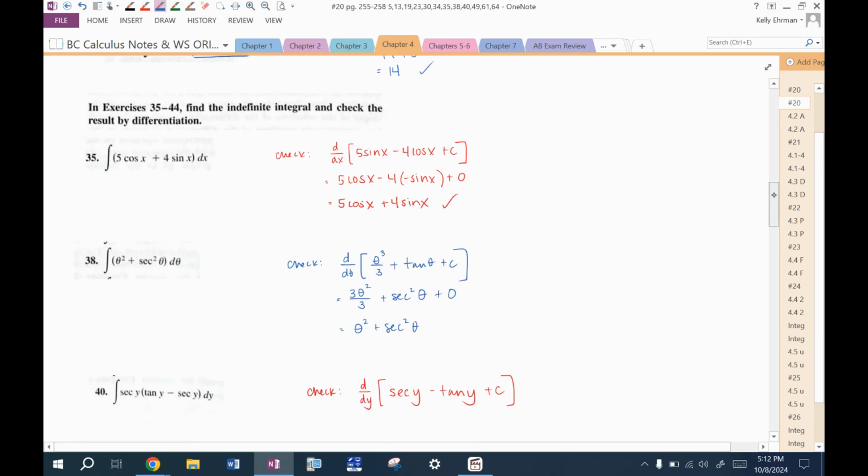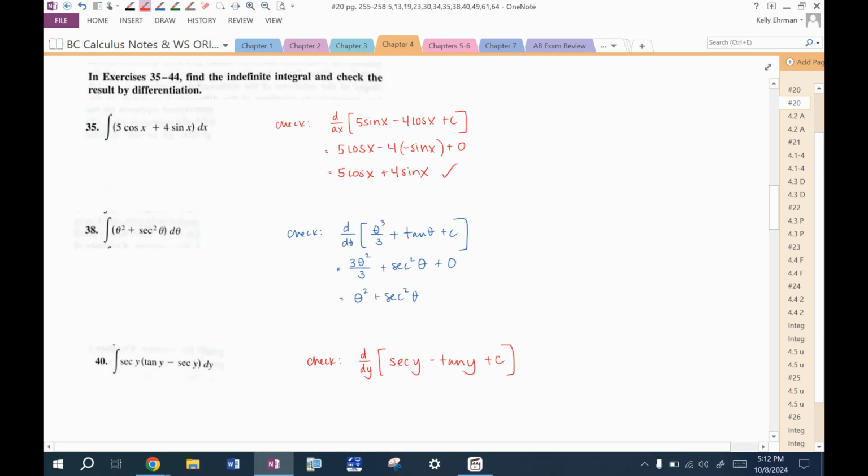All right, for the next section, same thing. Find the indefinite integral and check the results by differentiation. So for this problem, the integral of cosine x, I always have to kind of go backward in my head. Of course you can memorize these, but I'm just thinking, okay, what is cosine the derivative of? It's the derivative of sine. So this is positive 5 sine x. What is sine the derivative of? Negative cosine. So minus 4 cosine x plus c. And that's it. There's nothing to simplify there.